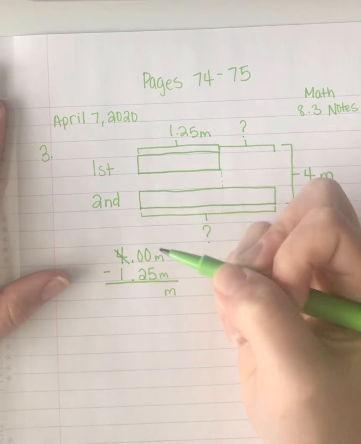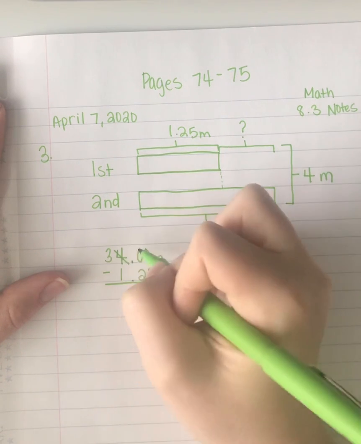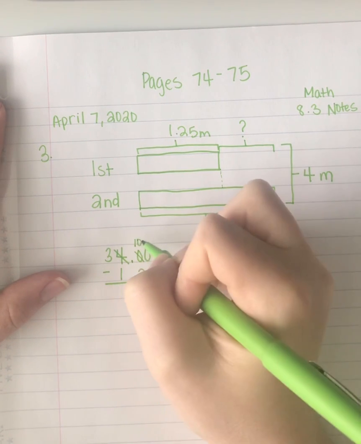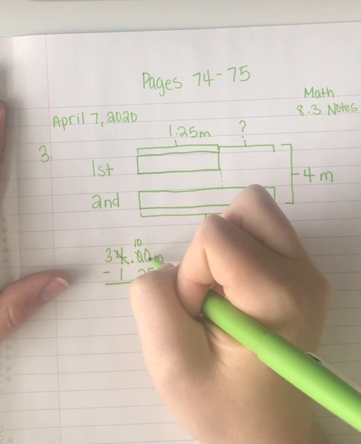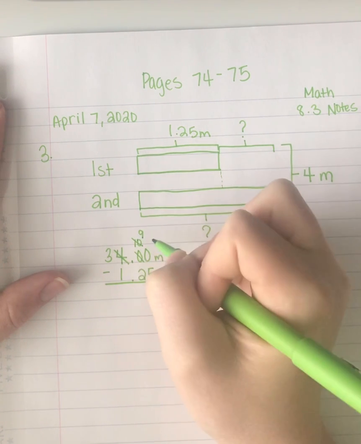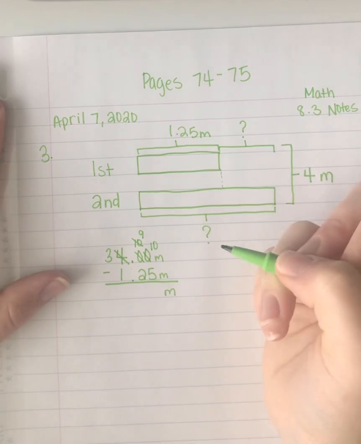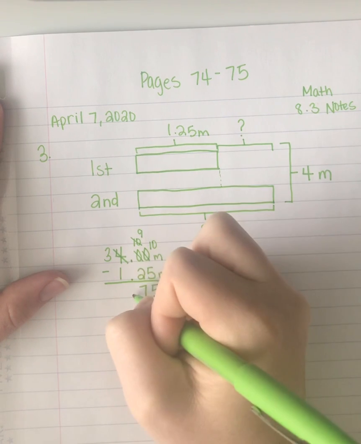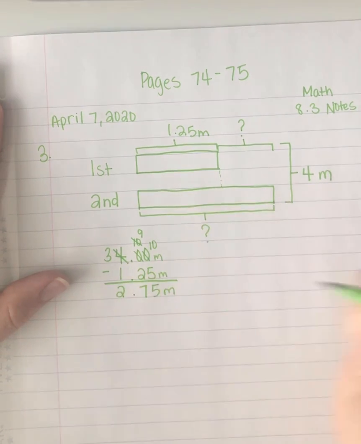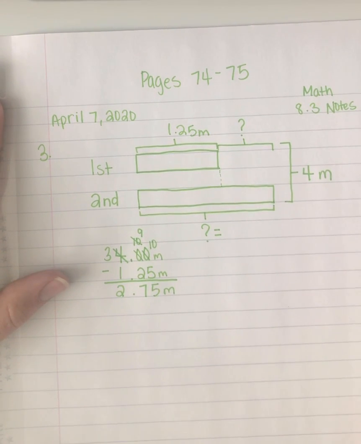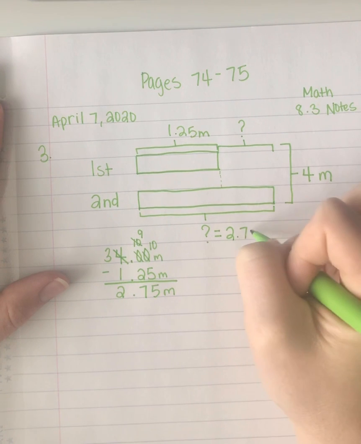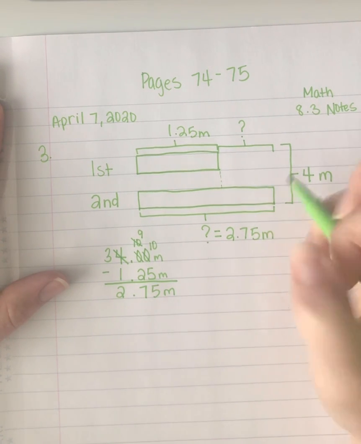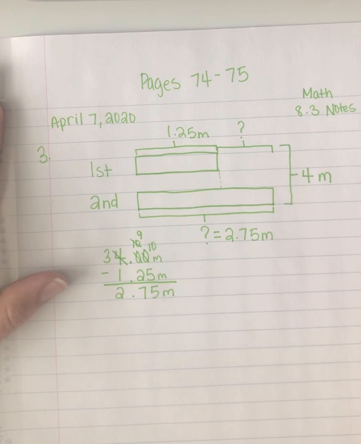I cannot do 0 minus 5, and I can also not do 0 minus 2. So I have to go all the way over to my 4 to borrow. This becomes a 3, and then this would become a 10. Well, I still have to bring 1 over to this 0. So I'm going to take another 1 away, and this becomes 9, and now this 1 becomes 10. So 10 minus 5 is 5, 9 minus 2 is 7. Carry down my decimal, 3 minus 1 is 2. So the total amount of the second piece is 2.75 meters. That should make sense. It should be longer than my first piece. So the second piece is 2.75 meters.